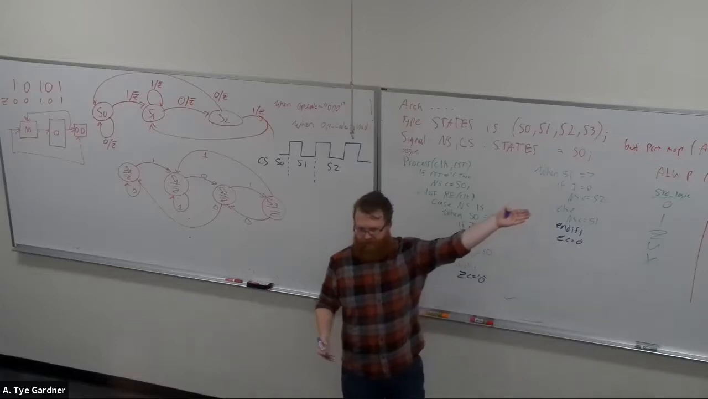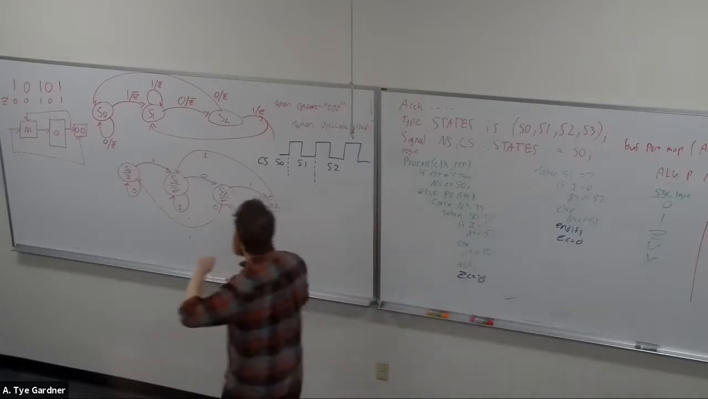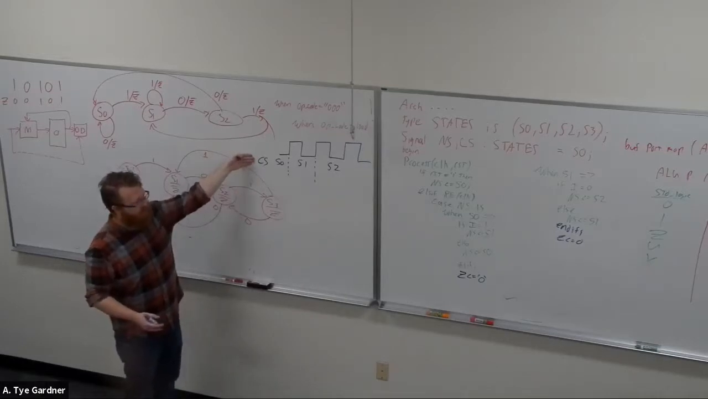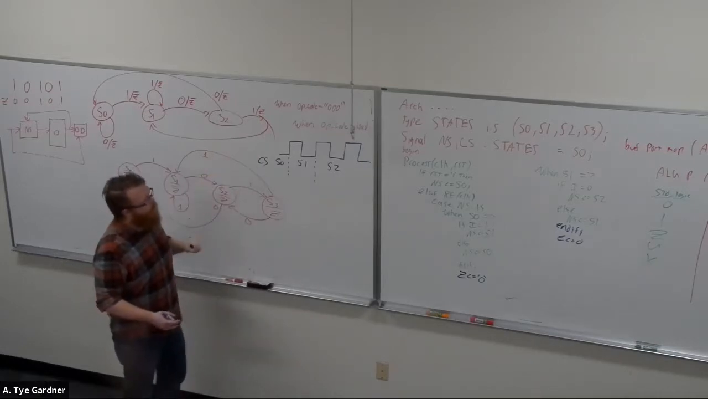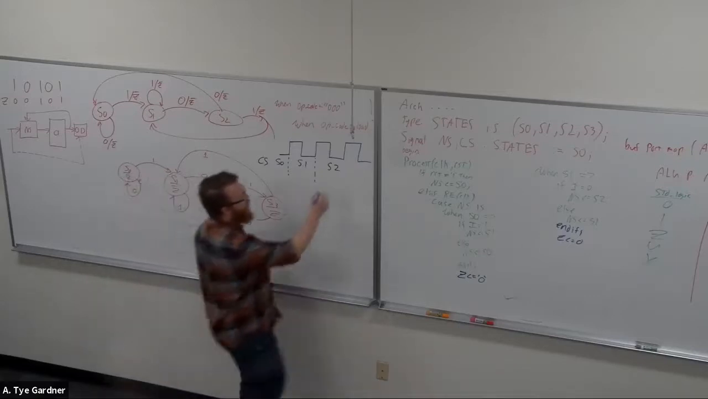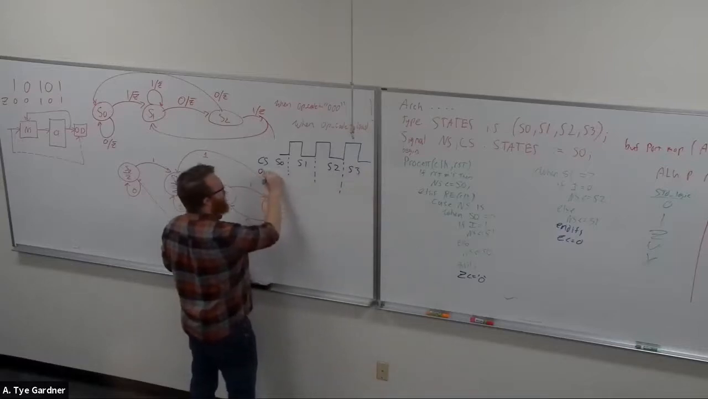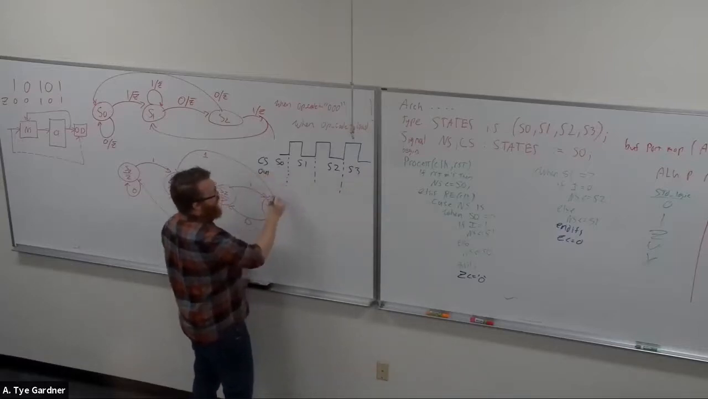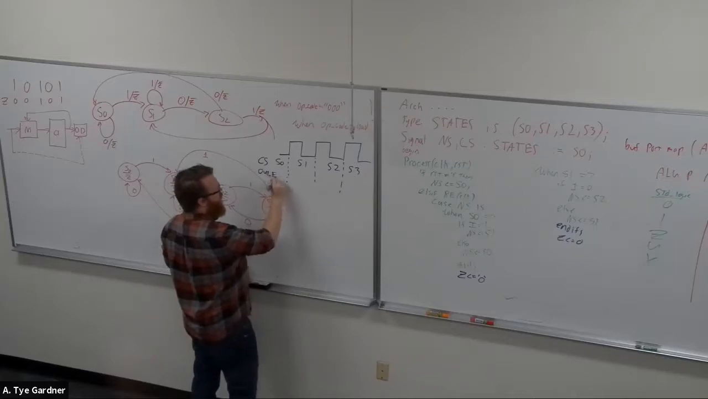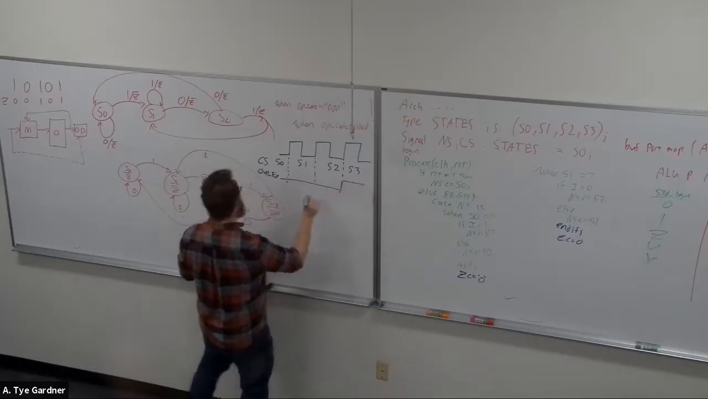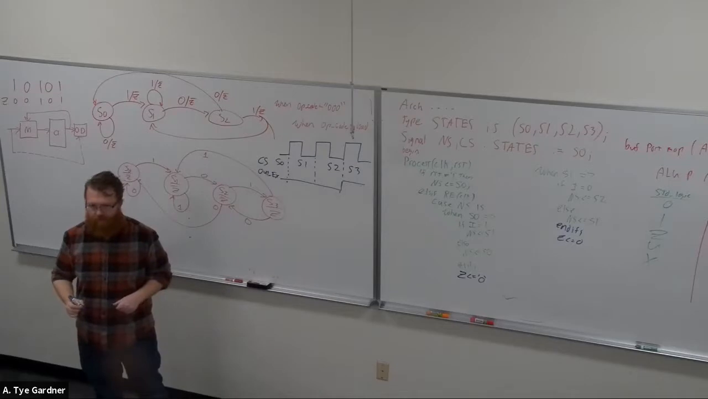Now, here's the issue. This is what you're actually going to see on your current state. S2 and S3. And so our output, based on this waveform, my output expected would be 0, 0, 0, 1, right? That's what we expect to see.